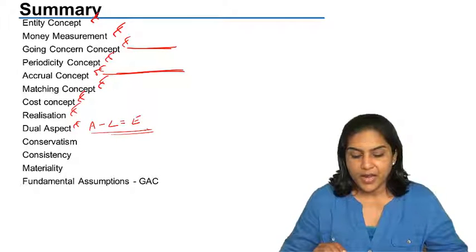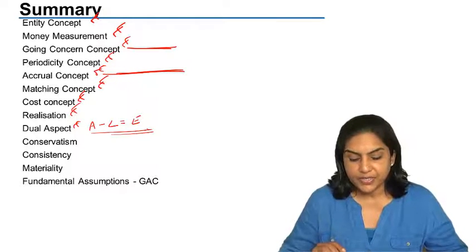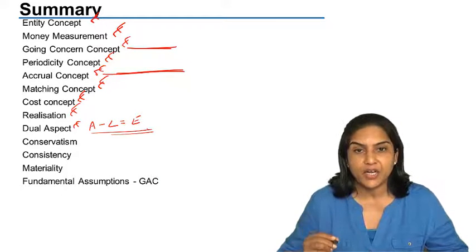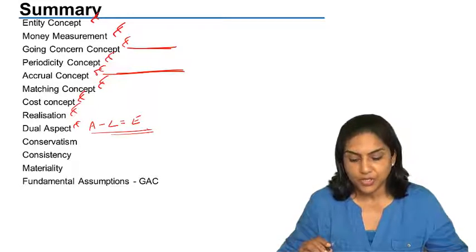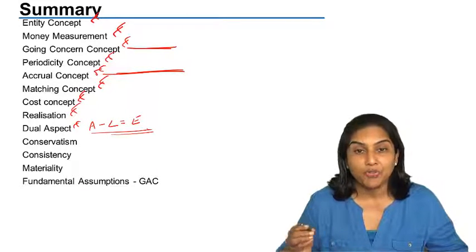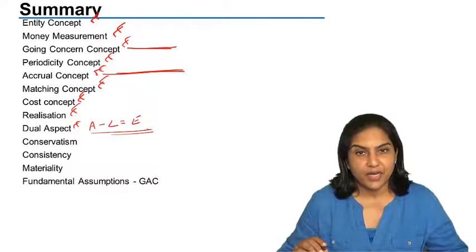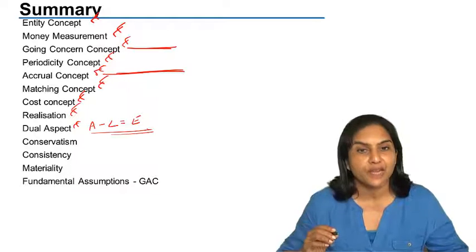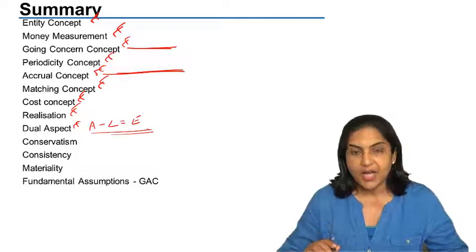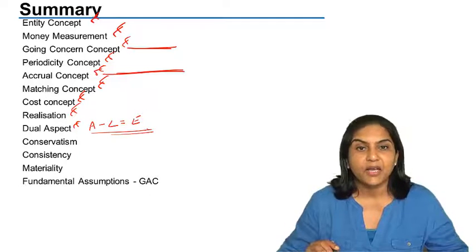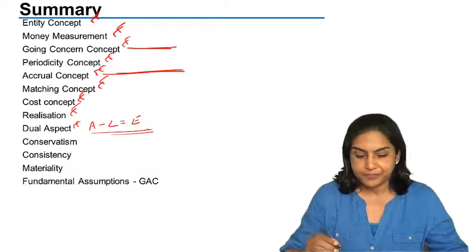Conservatism. As per the law of conservatism, we provide for any anticipated losses. So if we expect a loss in future, it is provided for. If we expect a profit in future, that is not recognized. Profits would be recognized only when they actually occur, only when they are actually realized. However, if we anticipate losses, then we should make a provision for the same.